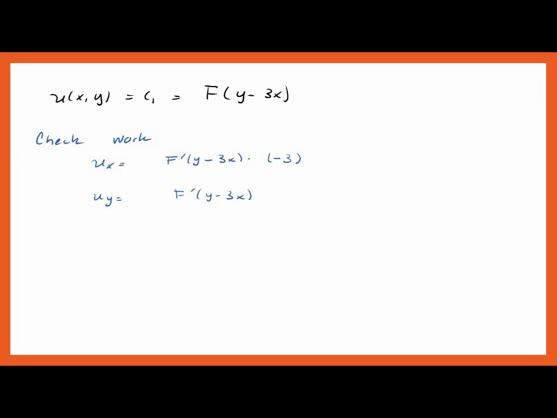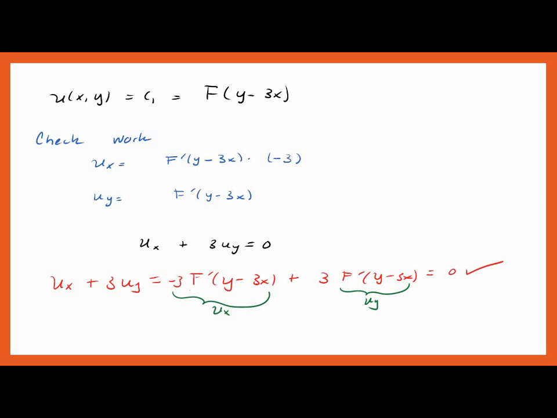So let's check it. If I just take the derivatives, ux is going to be the derivative of f times the inner derivative, the chain rule. So this minus 3 comes from the chain rule. To find ux, I take the derivative of f, and I multiply by the inner derivative of the x term. And uy would just be f prime of y minus 3x. If you stick these things back into the equation, what you find is they do in fact total up to 0. So any f would have done the job as long as it was a function of c1.